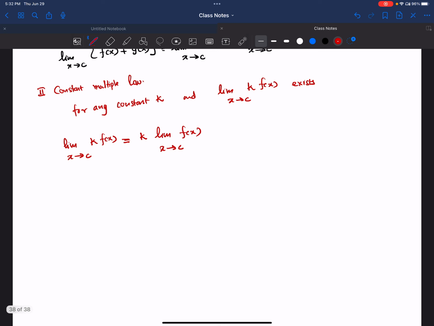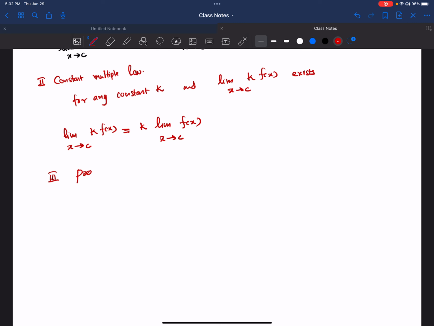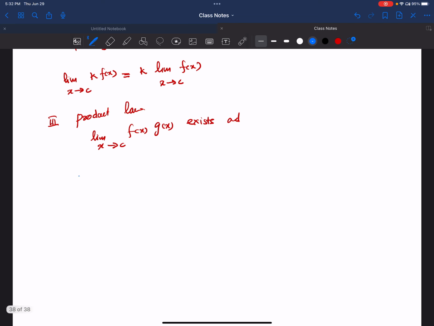The product law. If the limit as x goes to c of f of x times g of x exists, then the limit as x goes to c of f of x times g of x equals the limit as x goes to c of f of x times the limit as x goes to c of g of x.